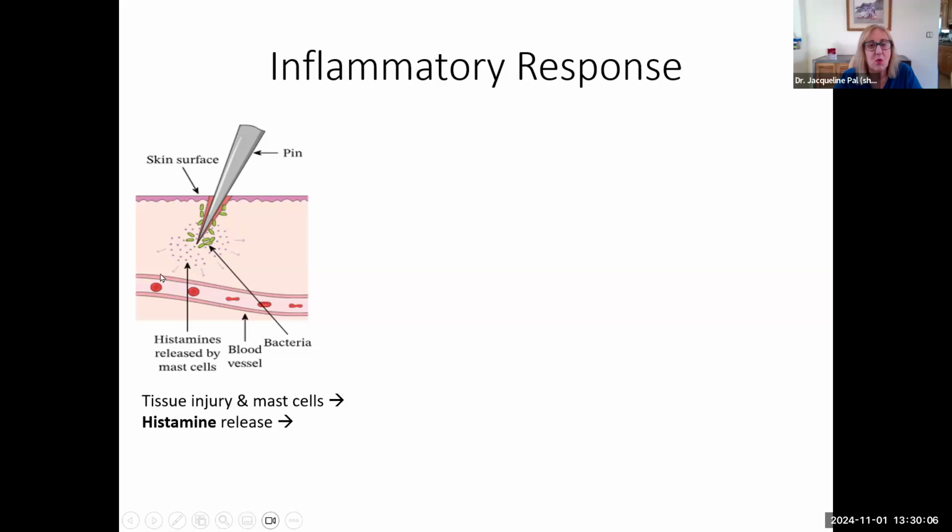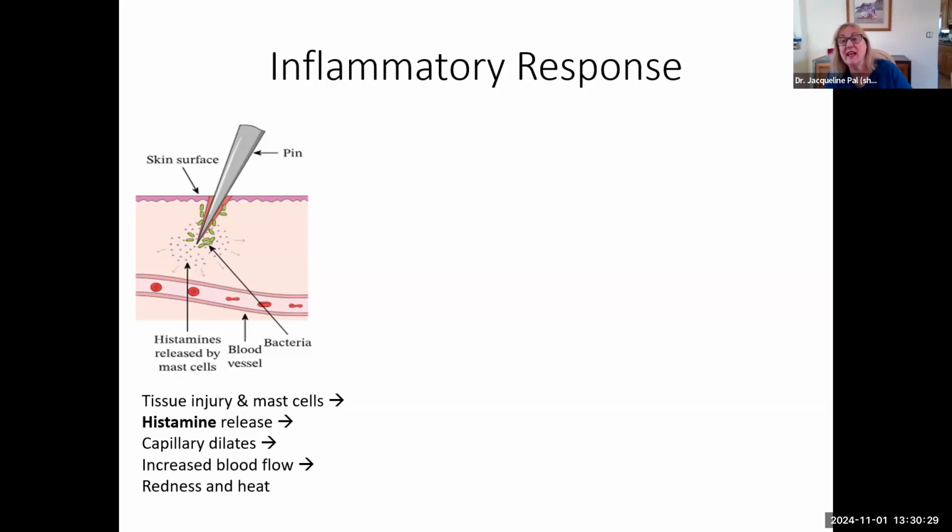And what histamine is going to do is cause local capillaries to dilate. So we're going to have vasodilation. The diameter is going to get bigger, so we can have more blood flow into the area. So when we have more blood flow into the area, that is going to give us redness as well as heat into the area.